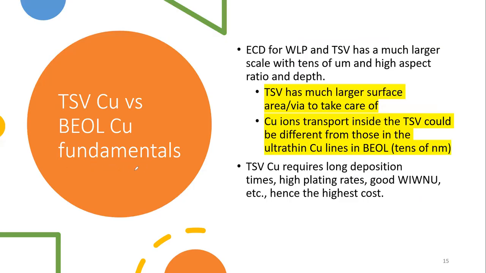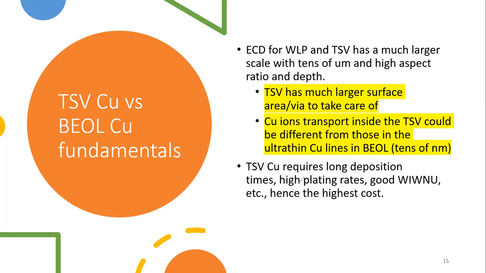But there are some more fundamentals that I wanted to challenge you with. It's a much larger size, and it has a much larger surface area per via. The surface area per via, in absolute number, not in relative number, is such that the copper transport inside could be very different from those in the ultra-thin copper lines, tens of nanometers in the back end of line. In summary, it requires much longer deposition time. And you want it done very quickly. So to reduce the deposition time, you want to make it uniform within the wafer, all across the wafer very nicely. And it is the highest cost for the overall packaging process technology.